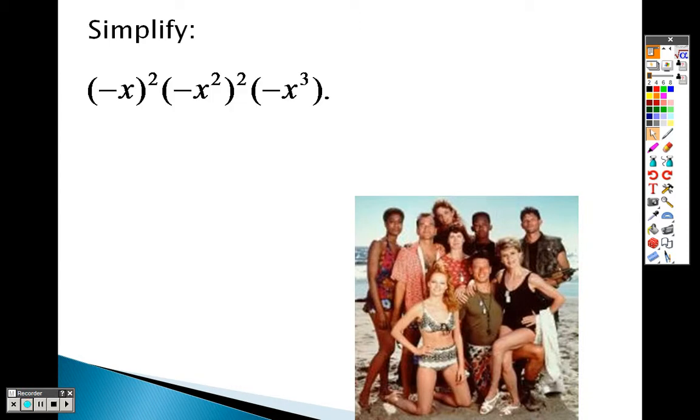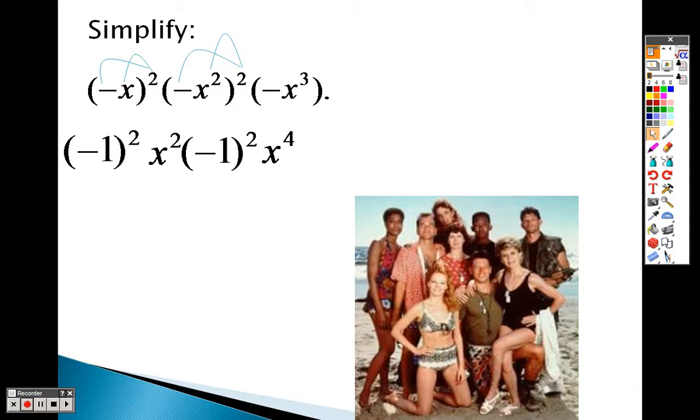All right, so trying this one out. So this is negative x squared. Well, keep in mind that negative is like negative 1 times x. So really, I can take that through. A negative squared is like saying negative 1 times negative 1, which is a positive 1, and that is an x squared. We'll come back to this right here. This negative is like saying negative 1 squared. And x squared squared, well, you multiply the exponents because there are parentheses, so that gives you x to the fourth. And this right here is like saying a negative 1 and an x cubed.